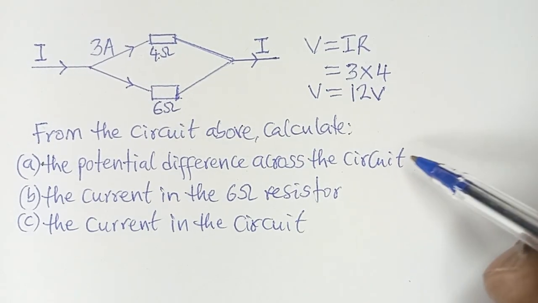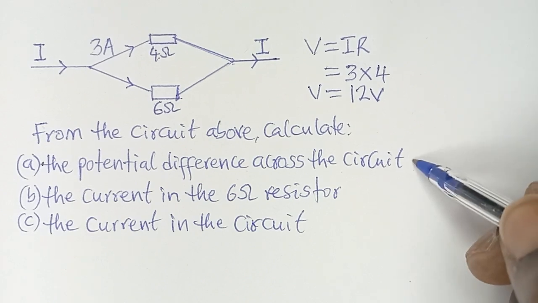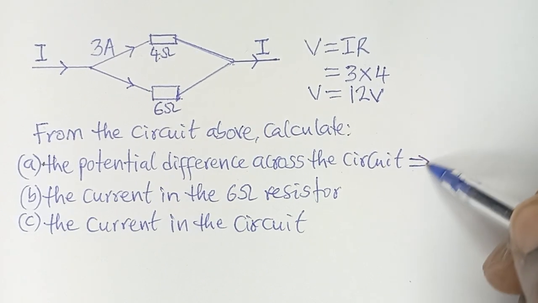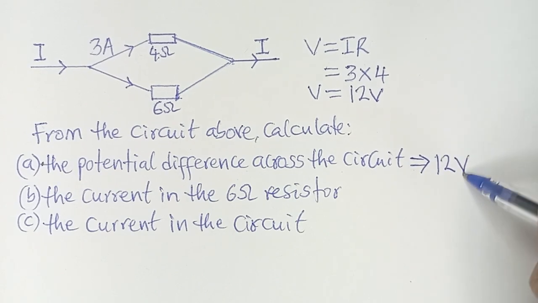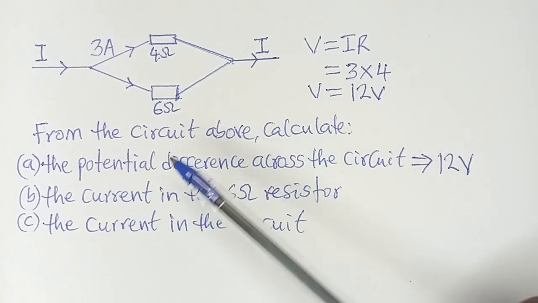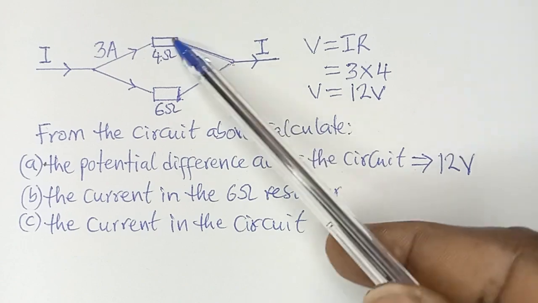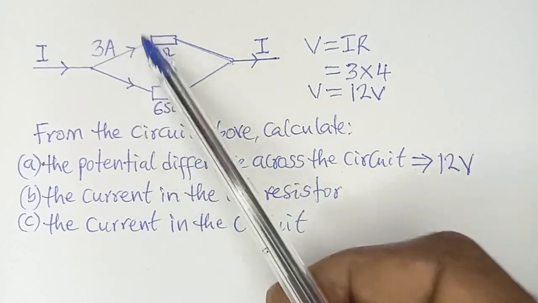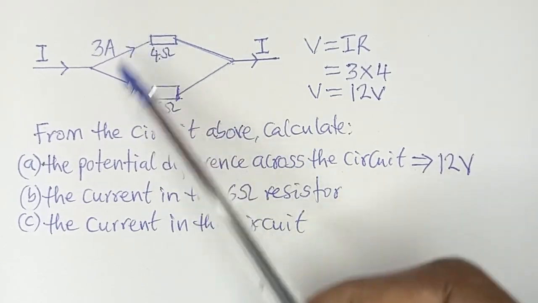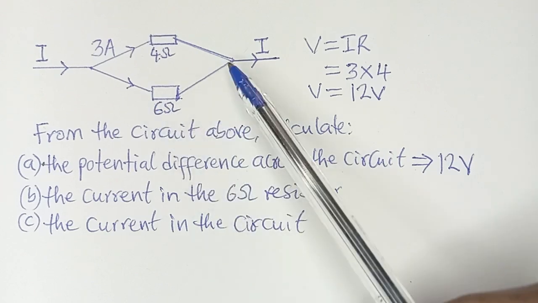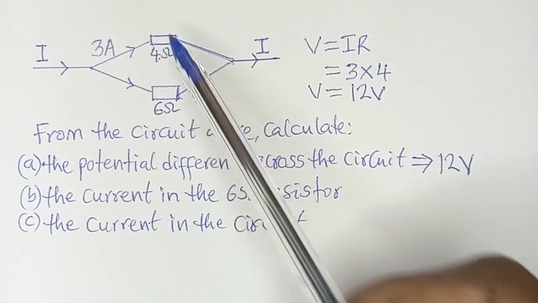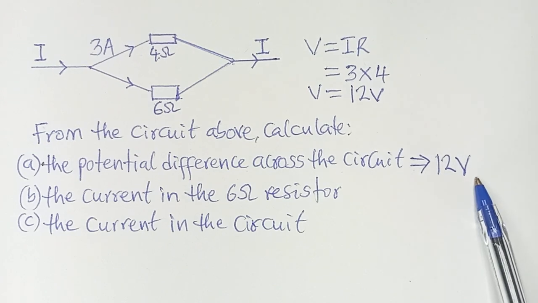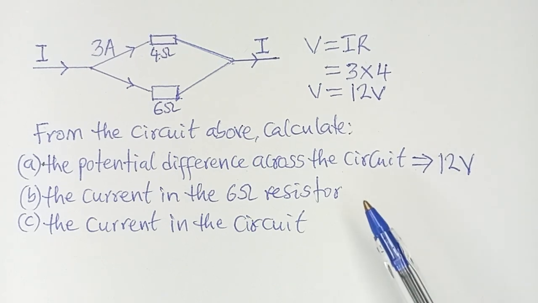So we already have the answer to the A part. So 12 volts is the voltage across the circuit, because the same voltage pass through them, and the voltage is not shared between them. It is only current that is shared between them. So that voltage in the circuit passes through each of them because they are in parallel. So we have our first answer, 12 volts, as the answer.